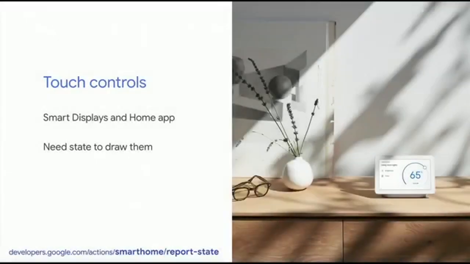And the state data in Home Graph is ephemeral. So why does Google need this? The answer is touch controls. We have smart displays and the Google Home app that have graphical controls for your devices. And to be able to draw that control, we need to know what the state is so that we can draw it appropriately. The report state API gives us the state that we need to be able to draw accurate and responsive controls.